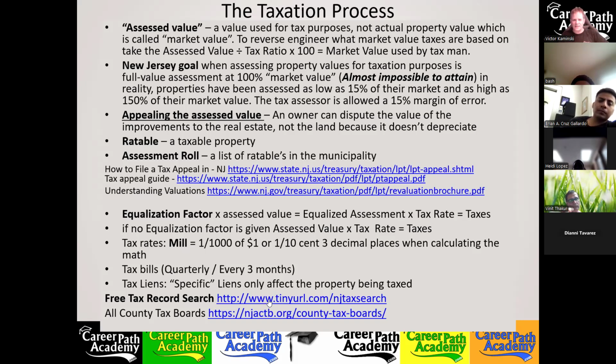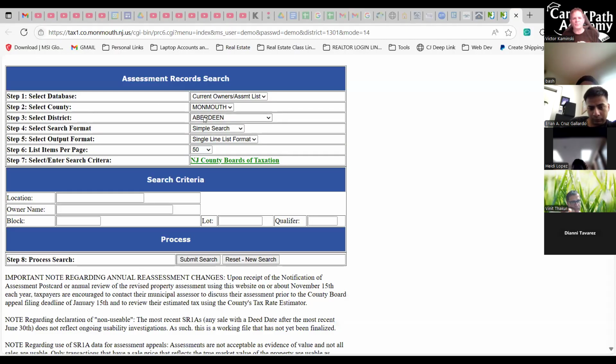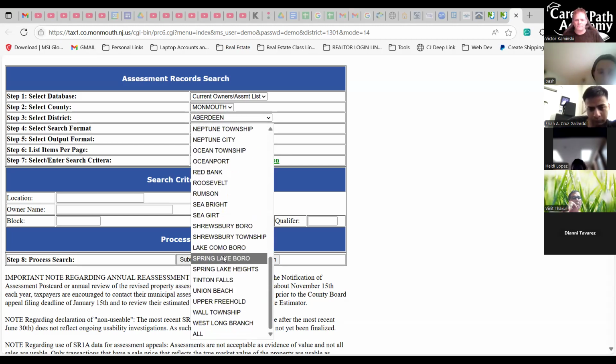So I used to have this link here, tinyurl.com/NJtaxsearch, which still works. And I pointed to the Monmouth County tax record search system, where you used to be able to hit this drop down for the county, and it showed all 21 counties. Now it just shows Monmouth County. However, that covers Monmouth County and all the municipalities within it, okay?